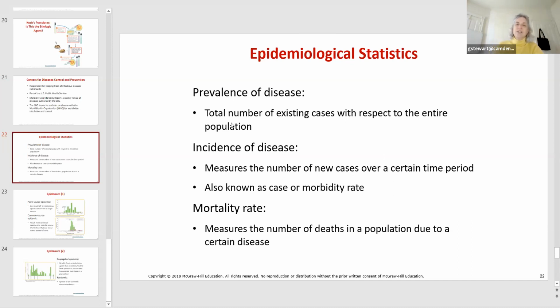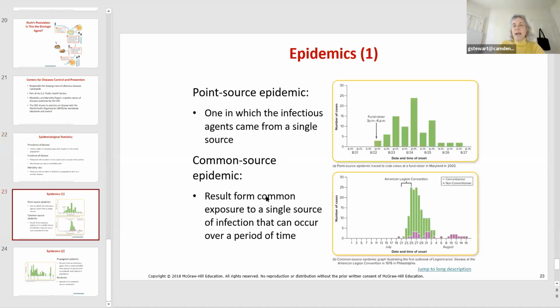The incidence is a measure of new cases over a certain time period, right? We also call that the morbidity rate. The mortality rate is obviously the number of deaths in the population due to a certain disease. And depending on what type of epidemic is being sourced here, this is a point source epidemic, so we have one infectious event, maybe a restaurant that was serving something that had salmonella in it, and then everyone who ate at that restaurant, and then we see an increase in anyone who can relate back to that particular event.